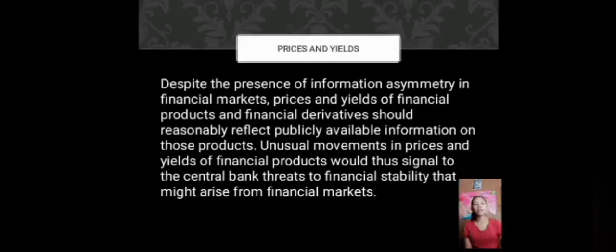Next is prices and yields. Despite the presence of information asymmetry in financial markets, prices and yields of financial products and financial derivatives should reasonably reflect publicly available information on those products. Unusual movements in prices and yields of financial products would thus signal to the central bank threats to financial stability that might arise from financial markets.